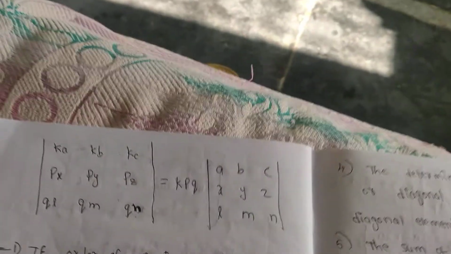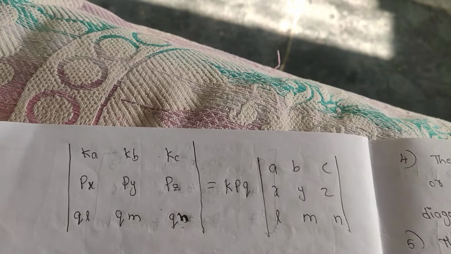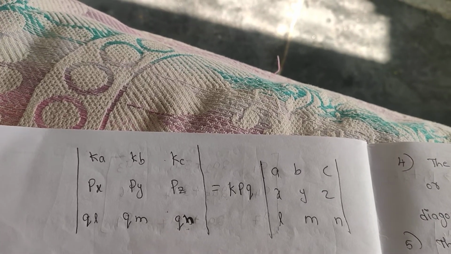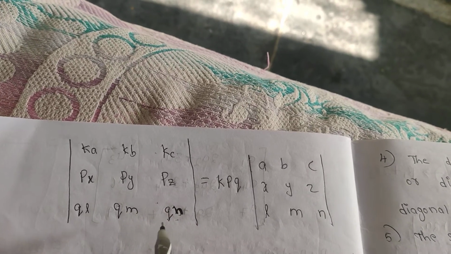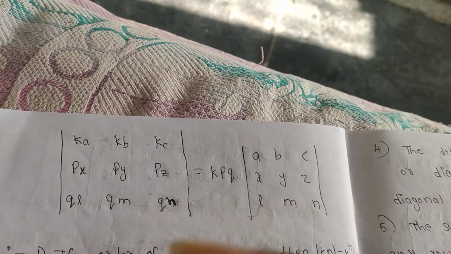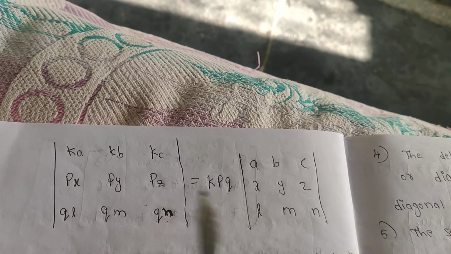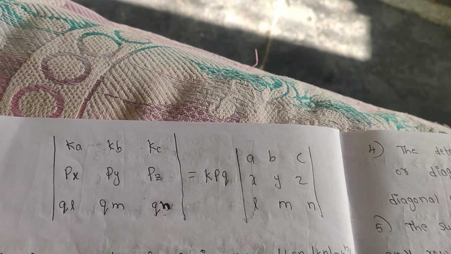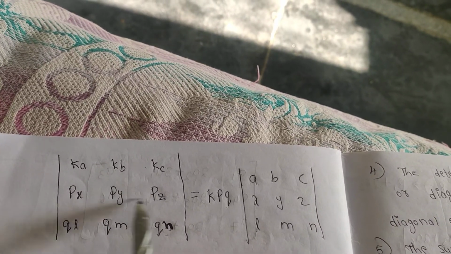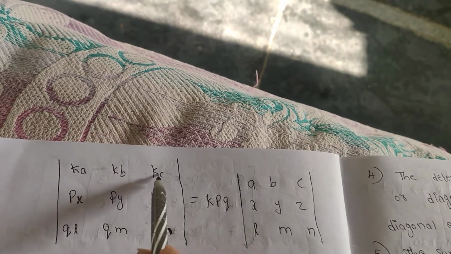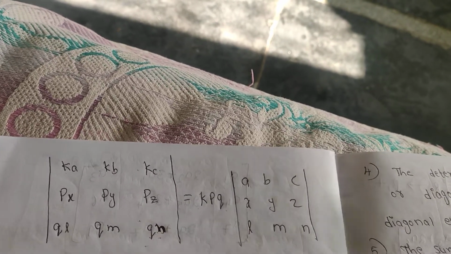You understand one thing here: in a matrix, if you want to take a constant outside, it should be common for every entry. But in determinants, if you want to take a constant outside, it should be common to either any one row or column only, not for all. If this k is for all these entries, then from this row you take k, from this row k, from this row k, then it will give k into k into k, k cube.